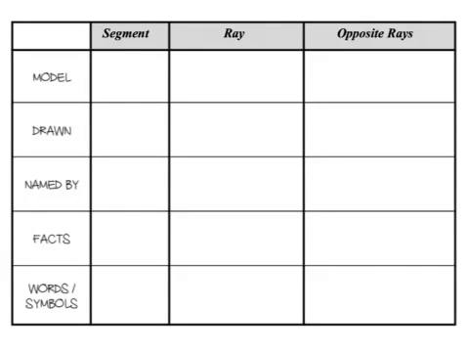So we've discussed points, lines, and planes. Now we're going to talk about segments, rays, and opposite rays. What's important to remember about a segment or a line segment is that it has two endpoints, which are labeled with capital letters.